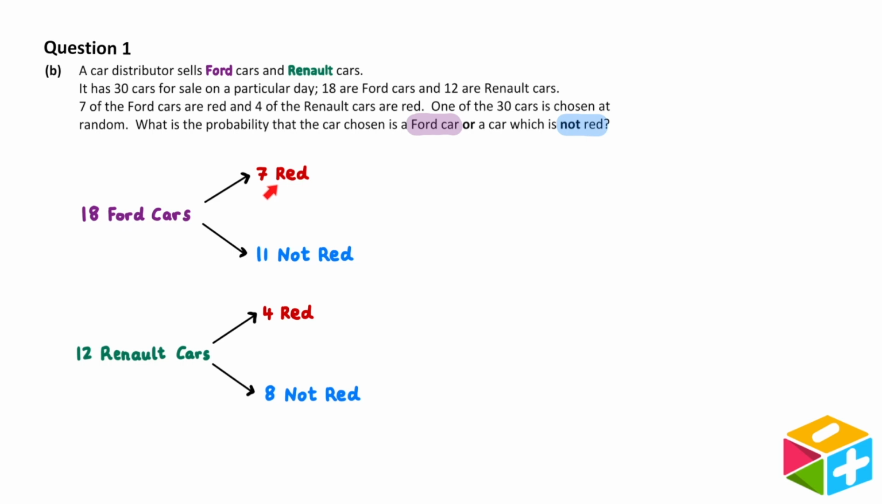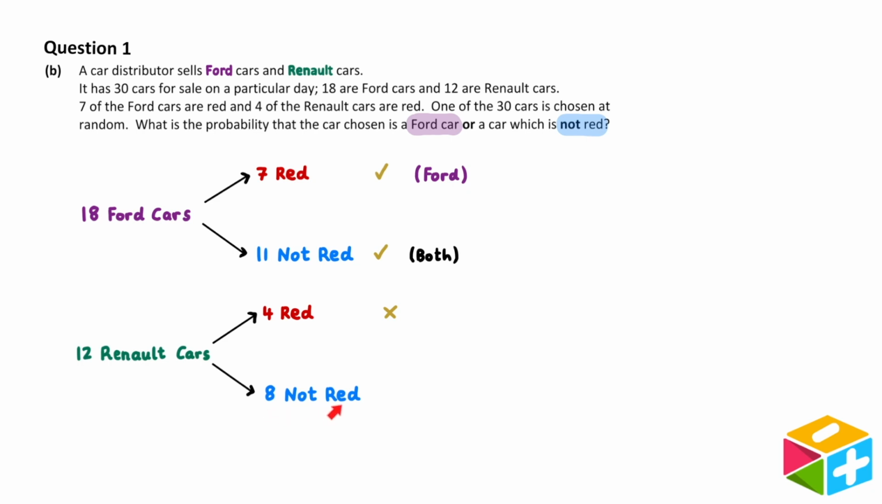We had 7 Ford cars which are red. Since these are Ford, we'll want to include them. We had 11 Ford cars which were not red. This satisfies both our properties. It's a Ford car and it's not red, so we'll want to include these. We have 4 Renault cars which are red, and this does not satisfy either of our properties. It's a Renault car, not a Ford car, and it's red, so it isn't not red. We won't want to include these.